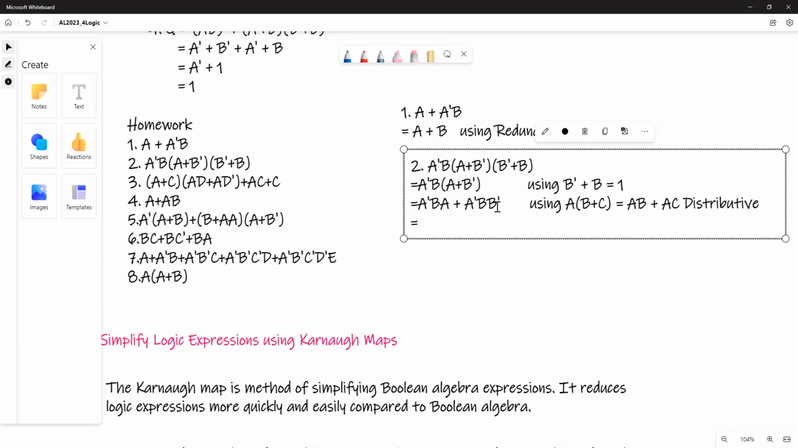Okay, did I make a mistake there? We have A bar B A, that is there. I did, yeah. So this finally should be 0, right? Kanta, can you check your answer? This should be 0, right?